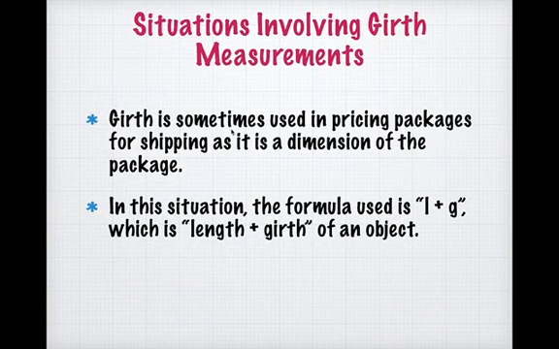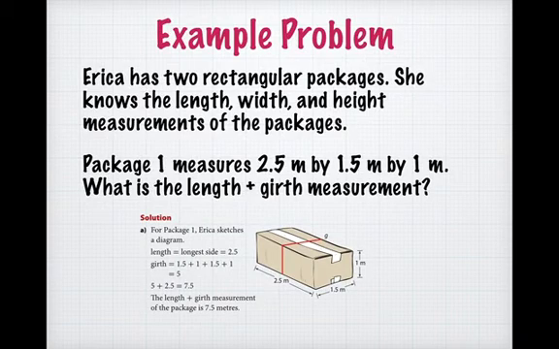One particular situation that we're going to focus on is a formula called L plus G, or length plus girth. If you took the length of the object and then added the girth around it, that might be a value that they actually use to price packaging for shipping. All right, so let's take a look at our sample problems.